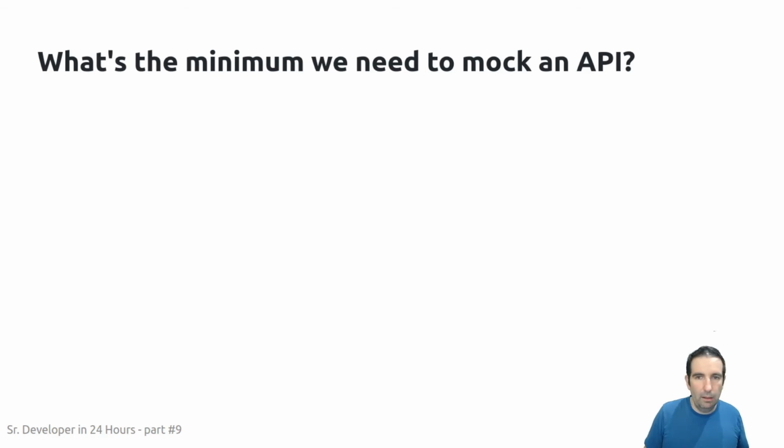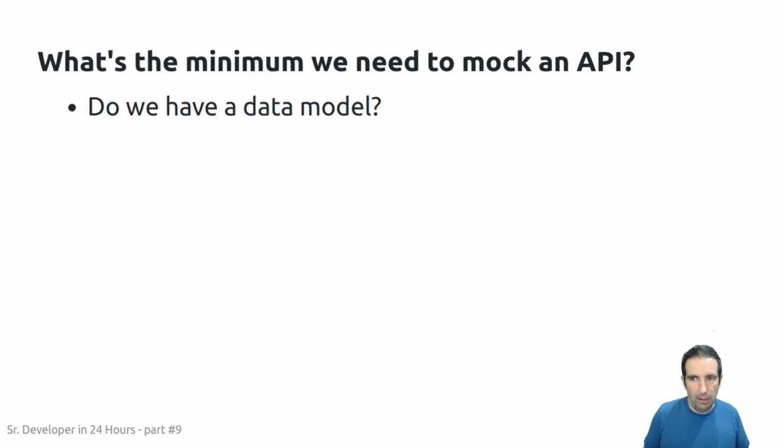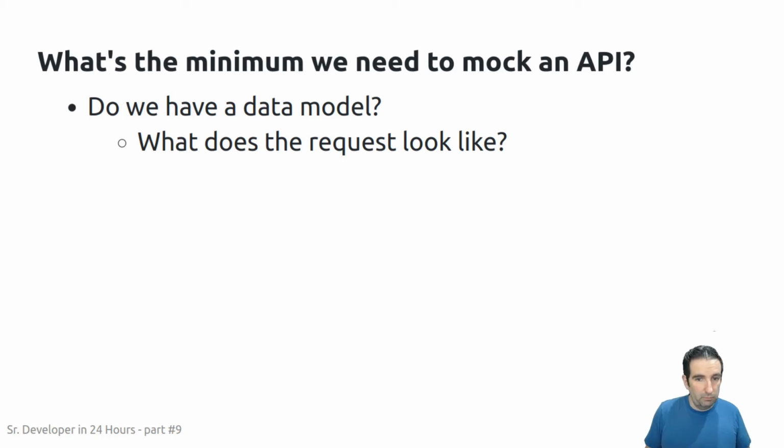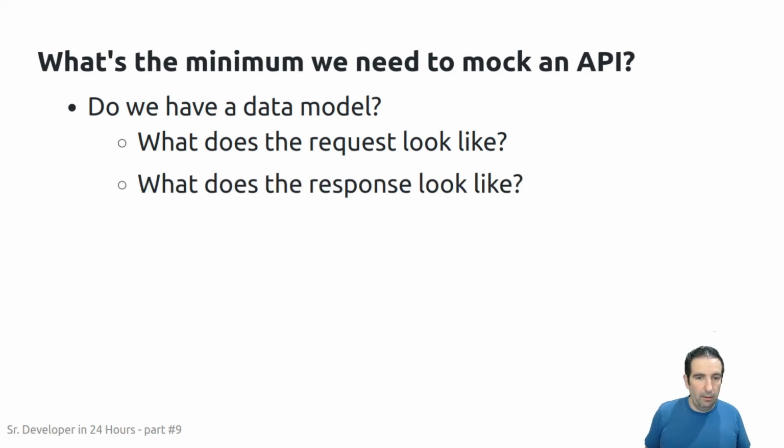Okay, let's say that we are going to depend on an API. That API is still in process. What is the minimum that we need to be able to mock a particular API? For example, do we have a data model already defined? Do we know what the request looks like? Do we know what the response looks like?